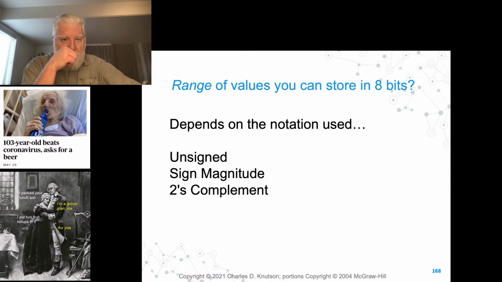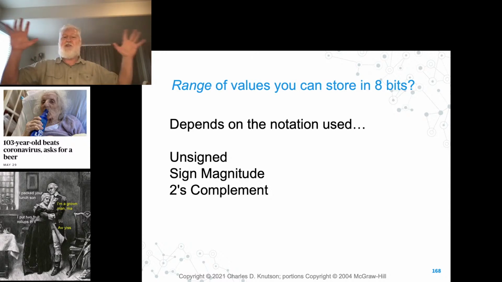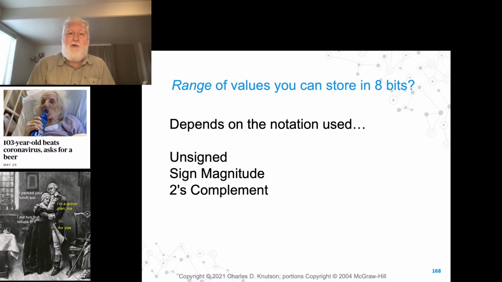So this is always a question I'm going to ask, which is, what is the range? Hey, Blake, what is the range of values you can store in 8 bits? The range, not how many. How many? 256. But that's not that. The question is, what's the range? Meaning from the smallest to the biggest, or the most negative to the most positive. And the answer is, it totally depends on the notation. Absolutely depends on the notation that you use.